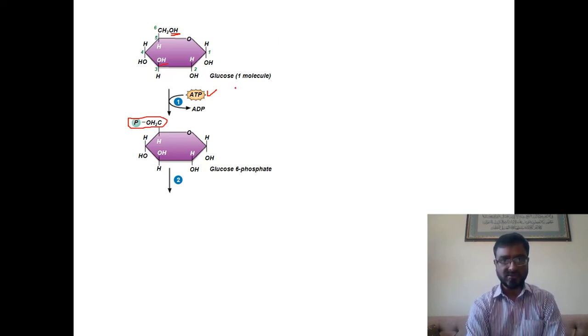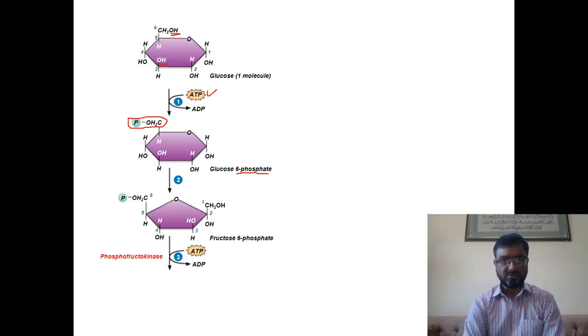So this glucose is converted into glucose 6-phosphate. You can see the name indicates the position of the phosphate. At the glucose molecule, at the 6 carbon, phosphate is attached here. So the isomerase enzyme converts this glucose 6-phosphate into fructose 6-phosphate.